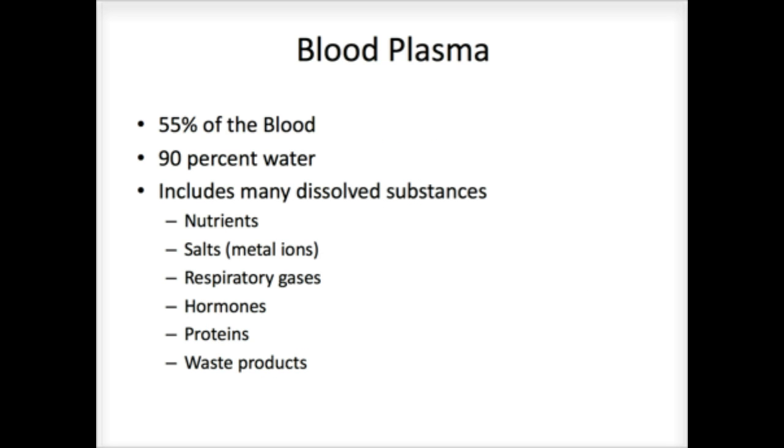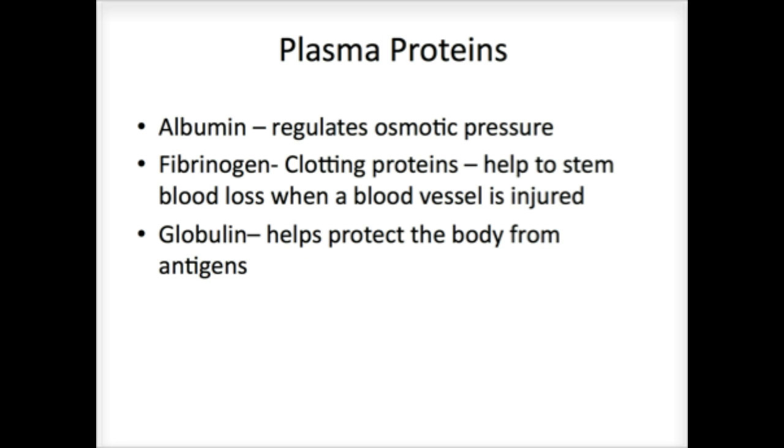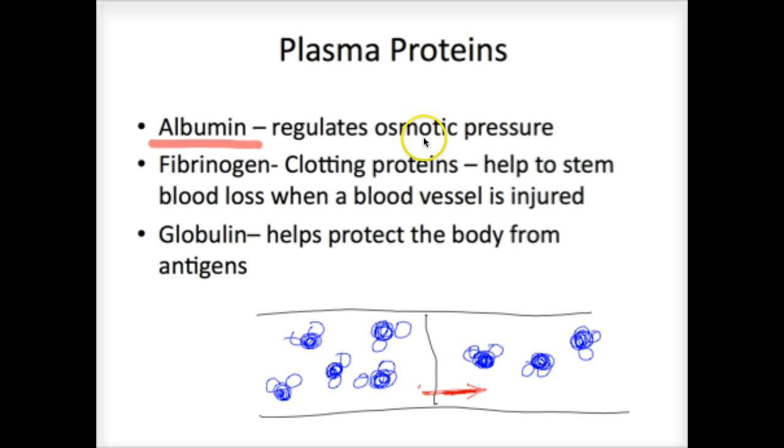So the first thing to look at is the blood plasma. Notice that blood plasma is 55% of the overall blood. It's mostly water. It has all kinds of stuff dissolved in it. The one I want to focus on real quick are some of the plasma proteins, primarily what we know as albumin. Now, albumin actually plays a huge role in osmotic pressure or osmotic regulation. I want to remind you that osmosis is simply the movement of water, from an area of high concentration to an area of low concentration.